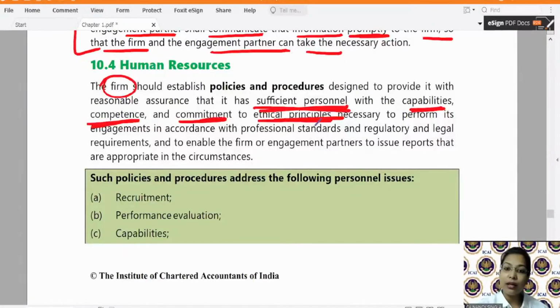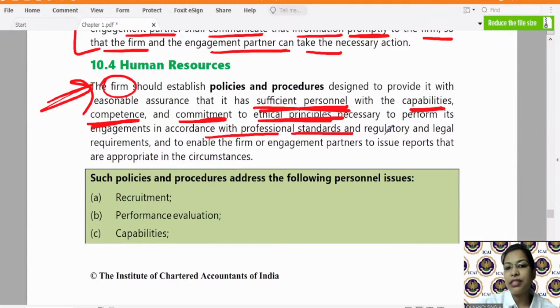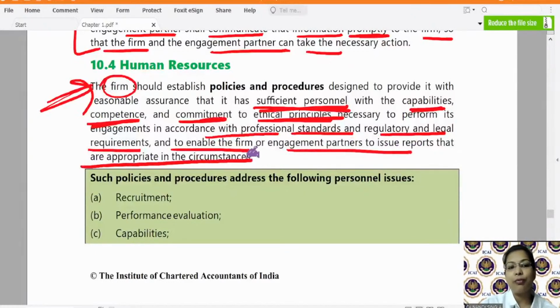Let's say there are client companies where US GAAP is the applicable financial reporting framework. Now the audit firm should send a team to that particular client. That team should be well versed with US GAAP ना, otherwise quality work थोड़ी ना आएगा. तो वो कैसे पता चलेगा whether they have sufficient personnel with the capabilities, competence, commitment to ethical principles? उसके लिए क्या करना पड़ेगा? The firm should have the policies and procedures. ठीक है? And why? So that the engagement can be performed in accordance with professional standards, regulatory and legal requirements, and to enable the firm to issue reports that are appropriate in the circumstances.